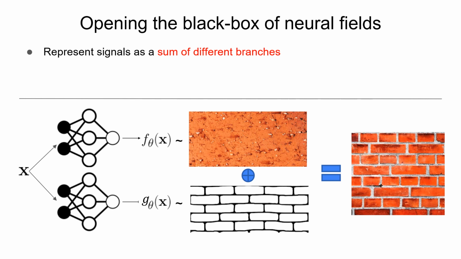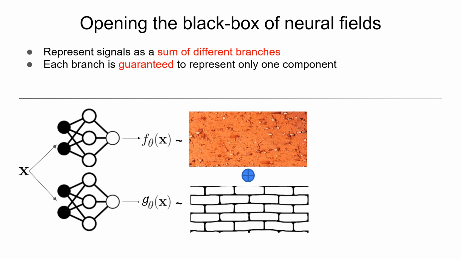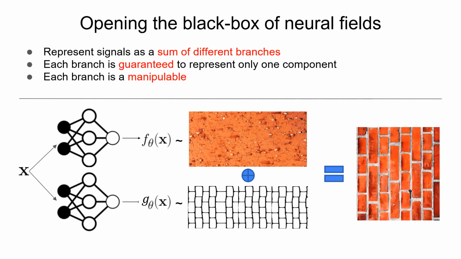And so in this work, we attempt to open the black box of neurofields by proposing neurofields that are an ensemble of different networks. Each network is guaranteed to output signals that represent the component of interest. For example, we can design one branch of the network to output high-frequency signal and the other to output low-frequency one. Lastly, each branch can be manipulated in isolation.